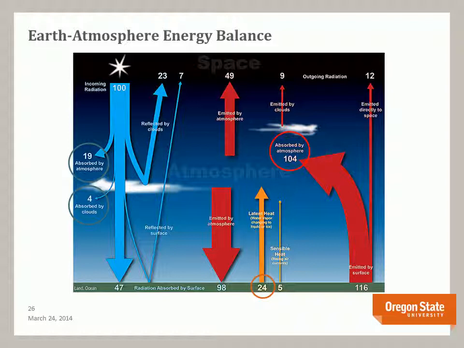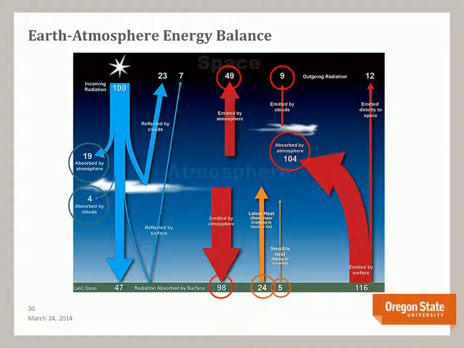24 units of energy are provided by the latent heat of condensation during the phase change from water vapor to liquid water or solid ice, and 5 units are due to convection of warmer air to the atmosphere from the surface. These input sources are balanced by 9 units of long wave radiation that are emitted by clouds, 49 units of long wave radiation emitted by the atmosphere, which escapes to space, and 98 units that are emitted by the atmosphere and return to the Earth's surface.